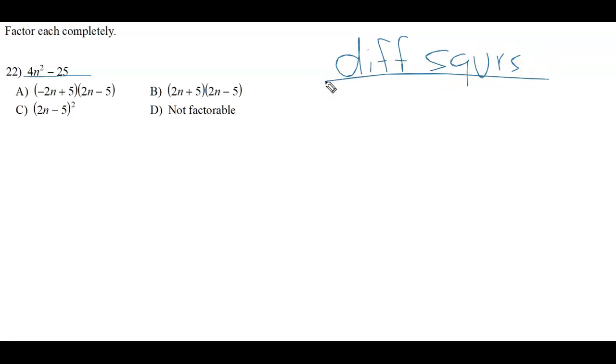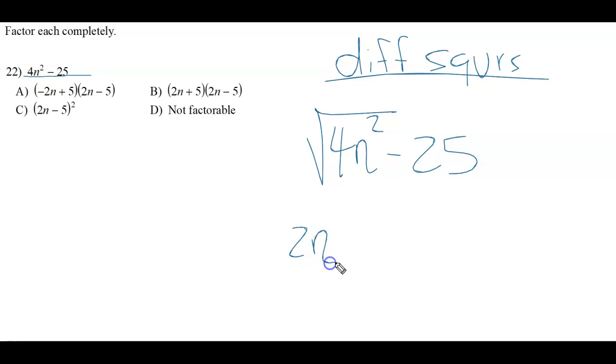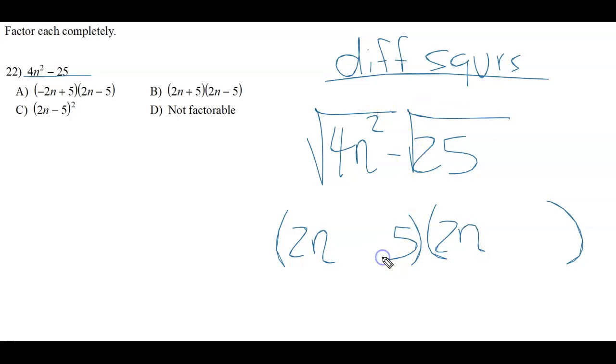The difference of squares method means that you're going to take the square root of that. What times itself makes 4n squared? Well, that would be 2n. And you're going to write that twice. Then you're going to take the square root of 25. That's easy. That's 5. You make one plus, you make one a minus.